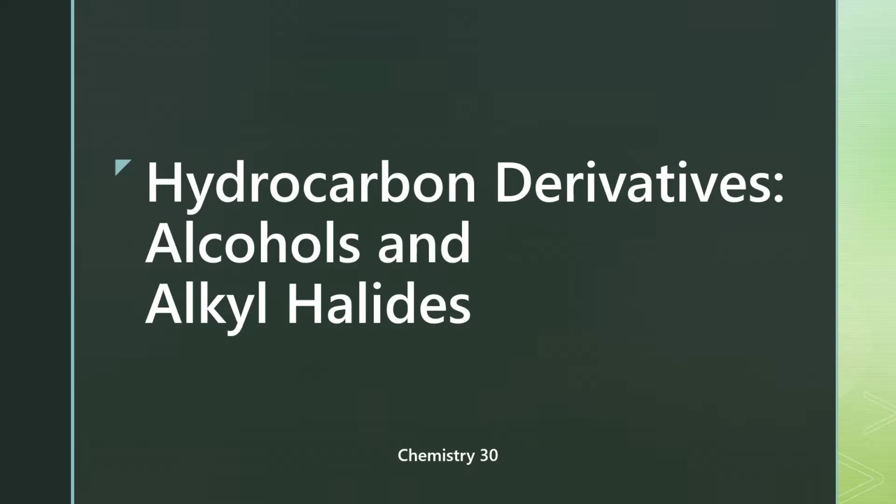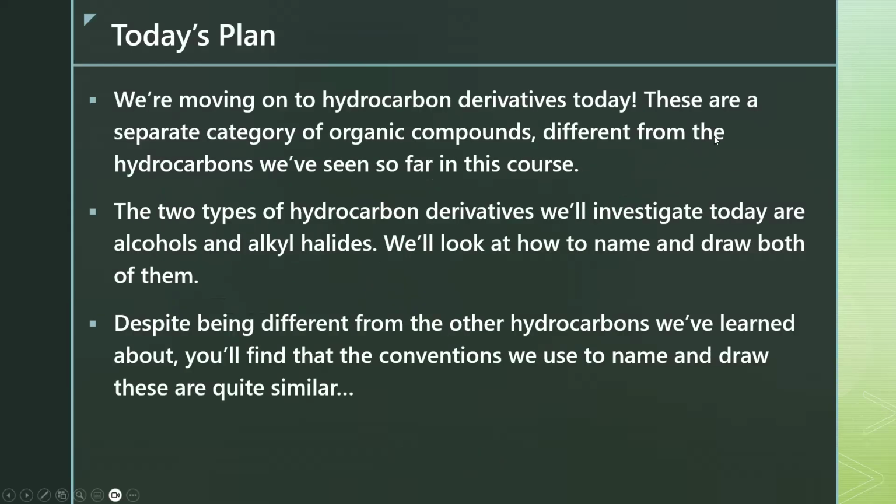Okay, so today we're going to be talking about hydrocarbon derivatives, alcohols, and alkyl halides. This is, of course, about the middle of our organic compounds unit in Chemistry 30. So we're moving on to hydrocarbon derivatives today. These are a separate category of organic compounds, different from the hydrocarbons we've seen so far in this course. The two types of hydrocarbon derivatives we'll investigate today are alcohols and alkyl halides. We'll look at how to name and draw both of them.